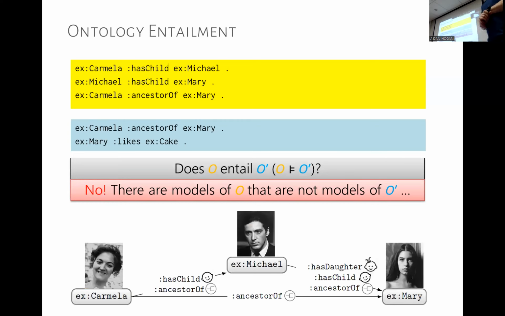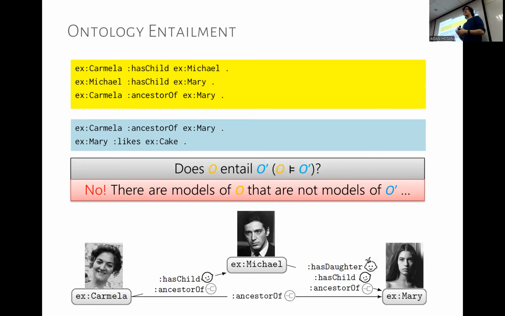In this case, we have a model of the yellow ontology, but this is not a model of the blue ontology. Why is it not a model of the blue ontology? What are we missing? We don't know if Mary likes cake in the world we're describing. Mary has to like cake in the model, in this world we're describing, for it to be an accurate description of that, for it to be a model of that RDF graph. So this is a model of this ontology here.